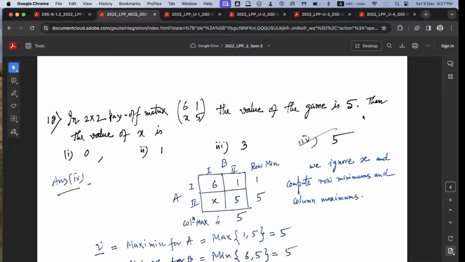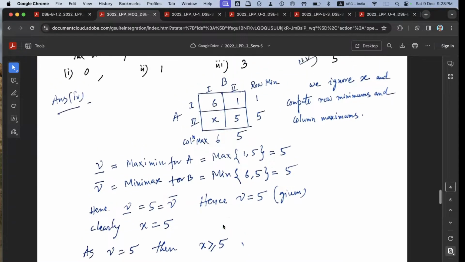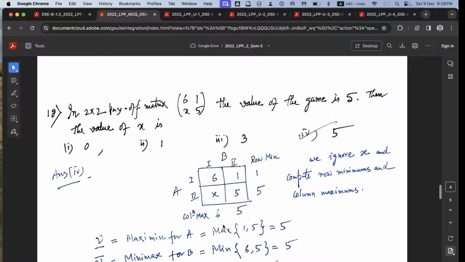Here the value of the game is given as 5. So obviously x is greater than or equal to 5. The correct option is 4.